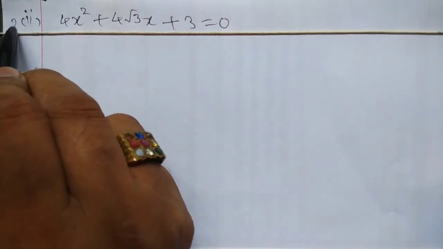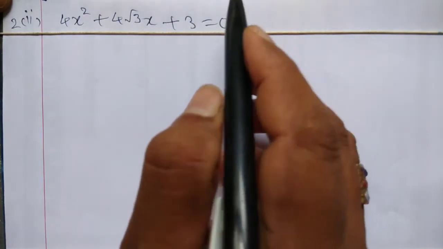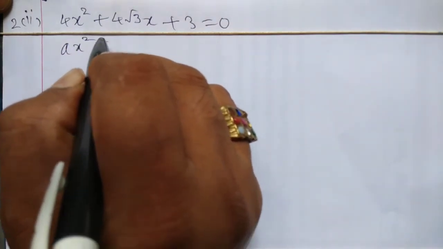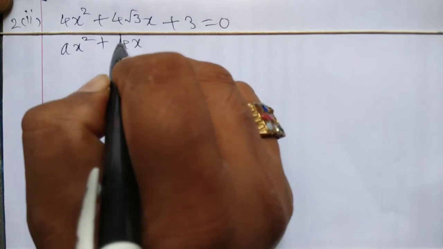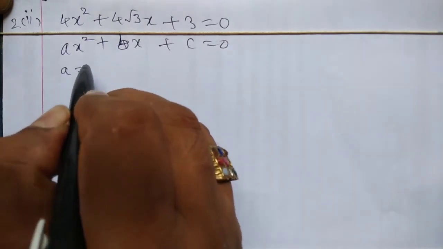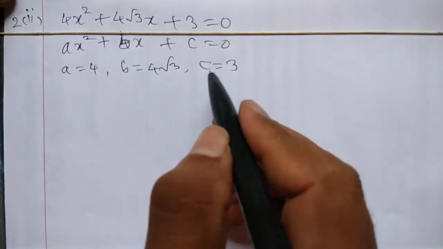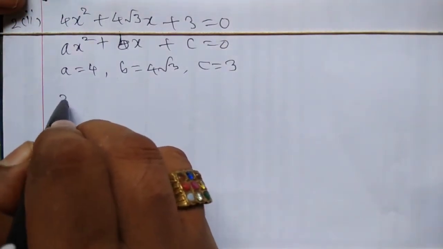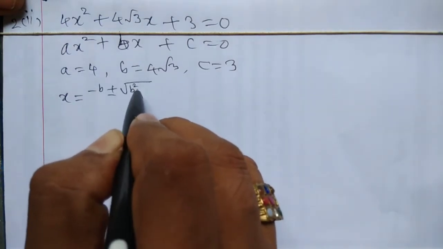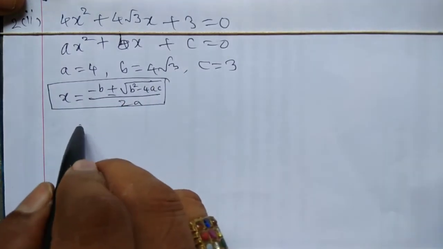Second problem, 4x square plus 4 root 3x plus 3 is equal to 0. Comparing this quadratic equation with the standard form ax square plus bx plus c is equal to 0, then a is equal to 4, b is equal to 4 root 3, c is equal to 3. Therefore, x is equal to minus b plus or minus under root of b square minus 4ac by 2a. This is the formula.